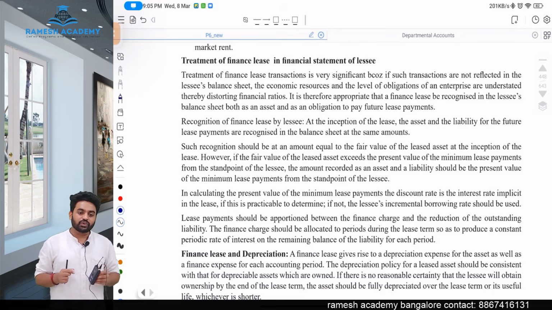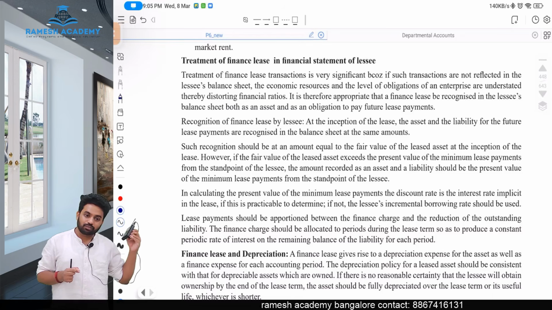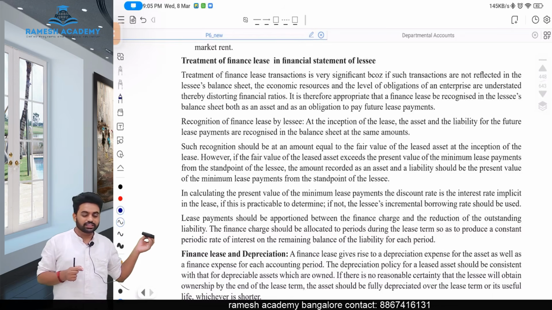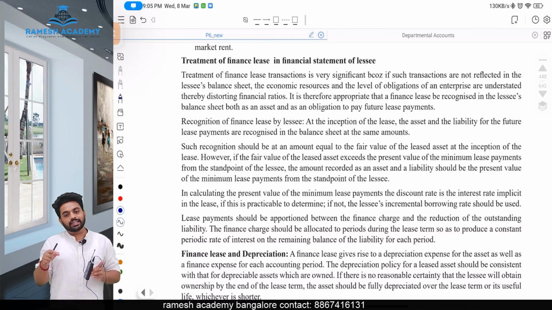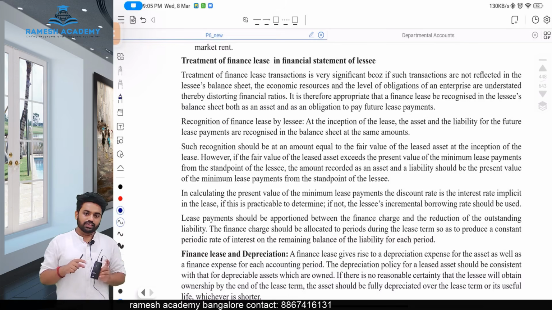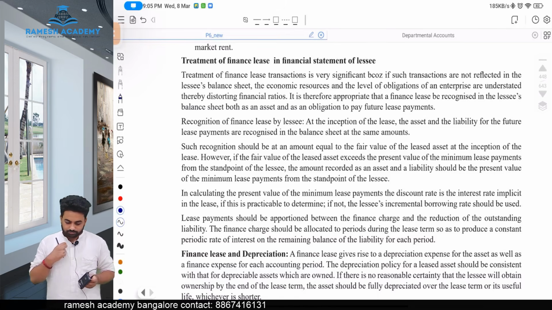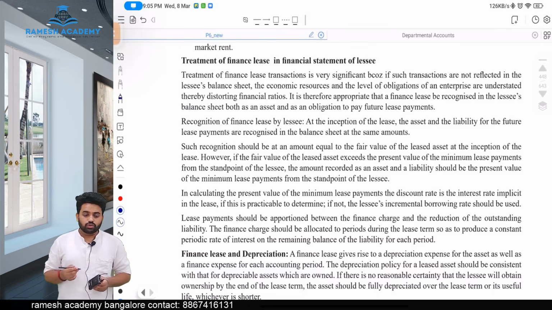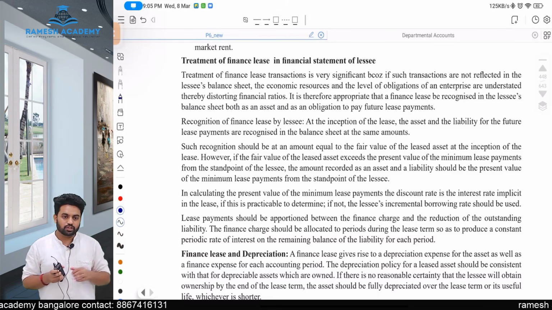So what we are going to do is de-recognize the asset from our lessor book, because it is no more his asset. In a lessee book, it will be treated as an asset. Okay sir, done. Along with the asset, the same proportion of liability will also be created.